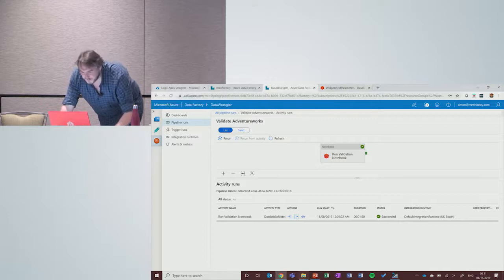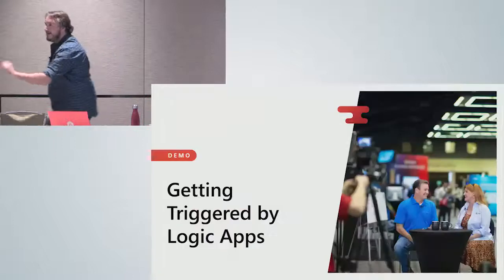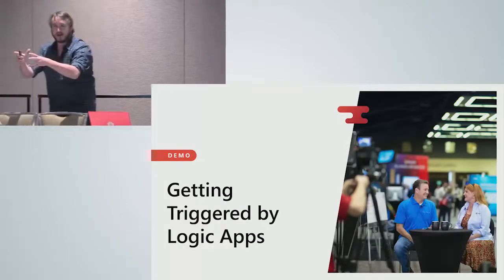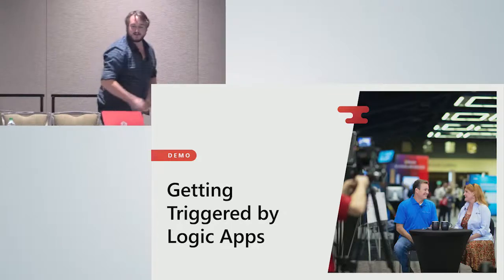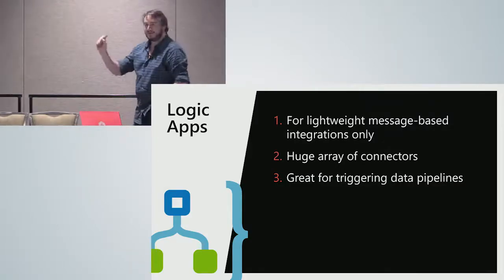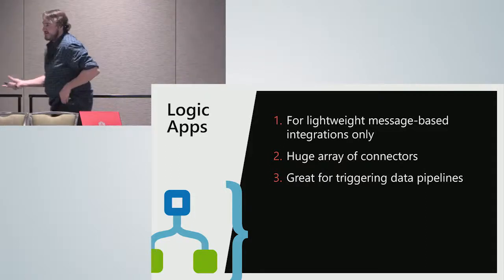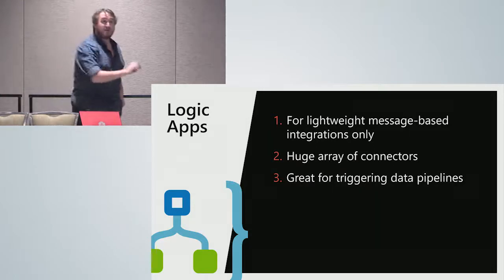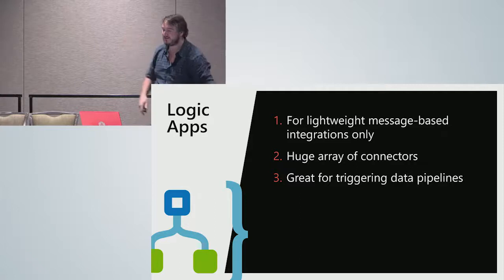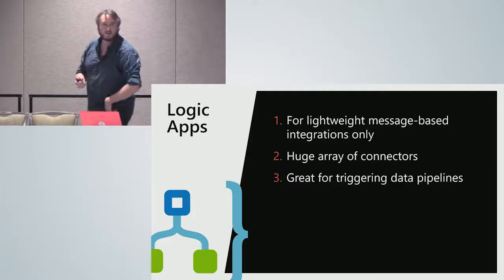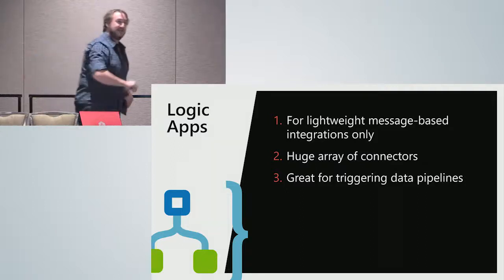OK. So cracking on. So that's logic apps. Really small, lightweight little bits of integration. Something's happened, make a decision, call something else. Triggers and actions. OK. Again, repeated. For lightweight messaging only. OK. Huge array of connectors, can talk to lots and lots of different things. Many more things than Data Factory can, because it's all about looking at small amounts of data, not doing big data extracts. And I think it's really great for triggering data pipelines, for working out when things should run and reacting and having reactive data processing.